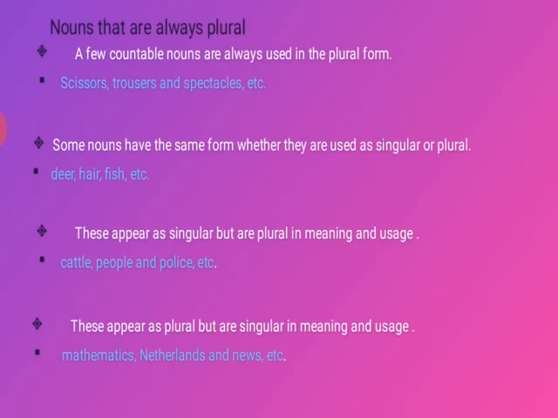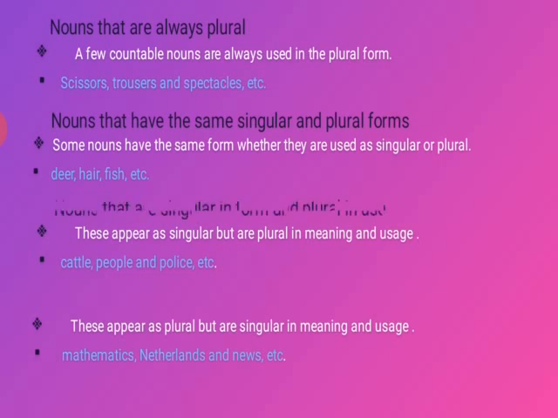Nouns that are always plural. Few countable nouns are always used in the plural form, like scissors, trousers and spectacles. Then nouns that have the same singular and plural forms, like deer, hare, fish, etc. Some nouns have the same form whether they are used as singular or plural. If it is one deer, we will call it one deer. If there are many deer, we will call them deer. Same goes for hare and fish also.